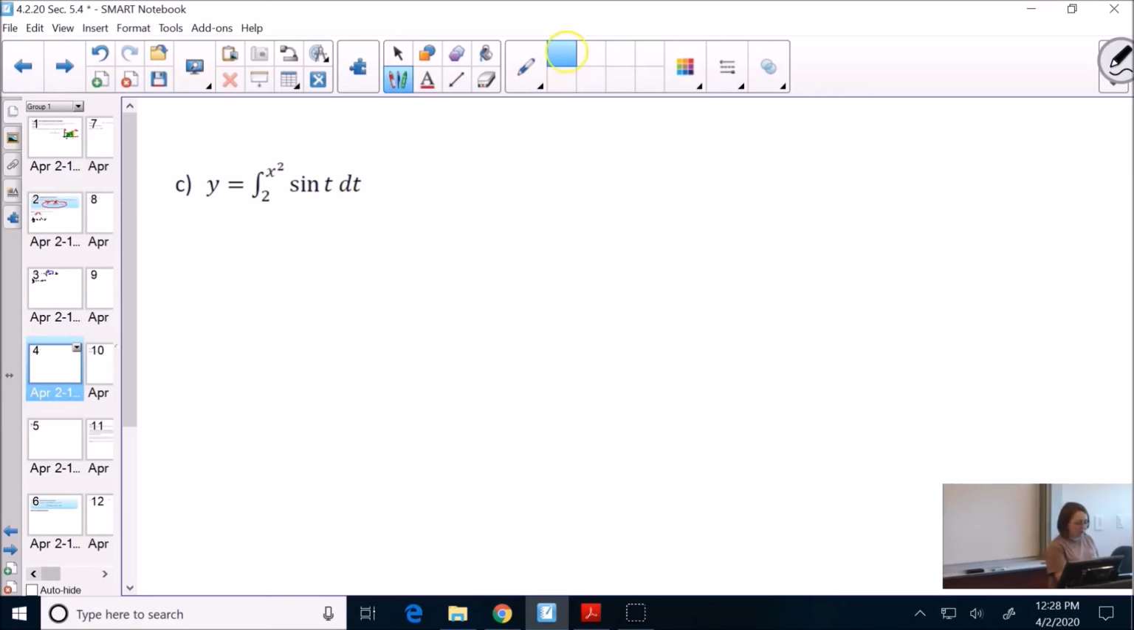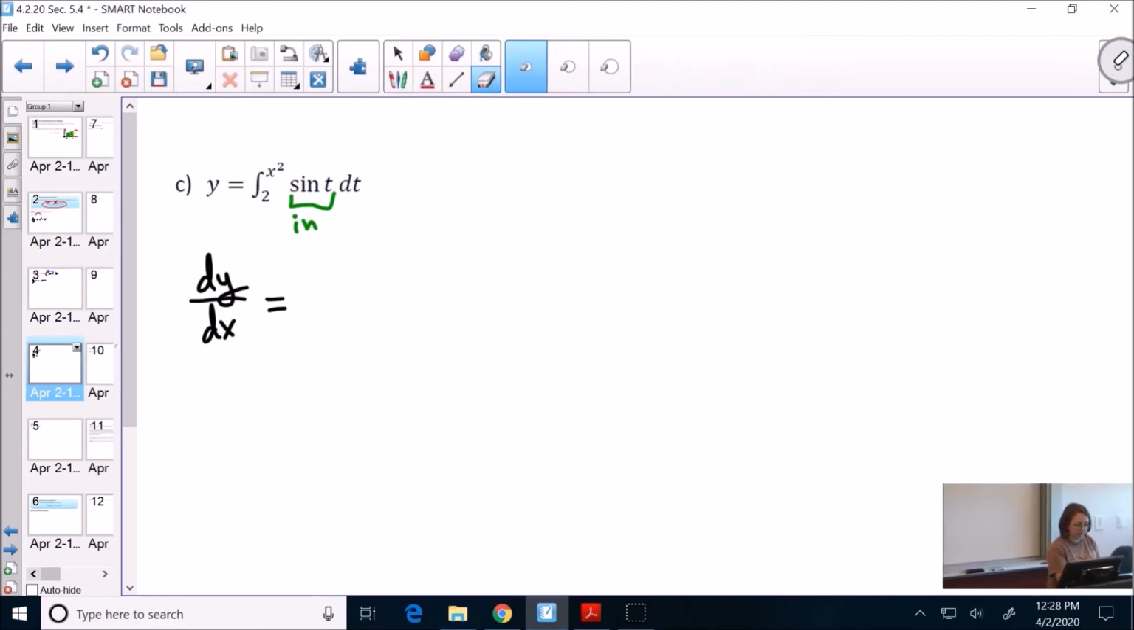Okay, so we're still going to do dy dx. Now, I'm going to do this the easiest way possible to avoid confusing you. Basically, you're going to do chain rule. Sine of t is your outside, because x squared is going into that. X squared is your inside. So the chain rule says you take the derivative of the outside first.